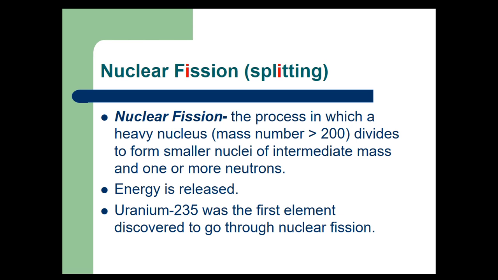So the nucleus that we start out with is typically very heavy, a mass number greater than 200, and it divides into smaller nuclei of intermediate mass. And we also typically see one or more neutrons. So a lot of energy is released. And the first element that we knew of that underwent nuclear fission was uranium-235. There are other elements that will fission, but this was the first one we discovered.